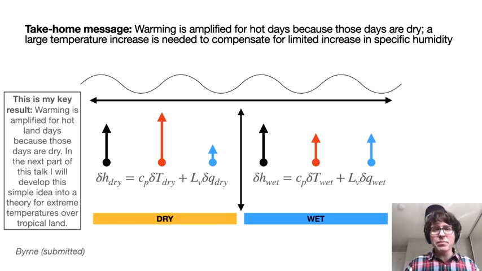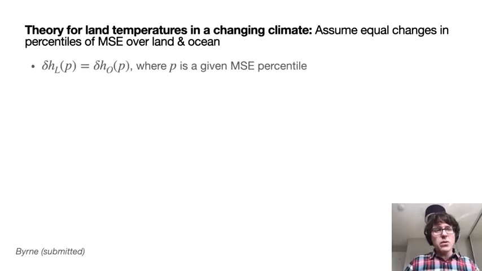to compensate. So now I'm going to take this simple idea and use it to develop a quantitative theory to understand the amplified warming of extreme temperatures over tropical land. So the basis for this quantitative theory is the assumption, which we made in part one, of equal changes in percentiles of moist static energy over land and ocean.